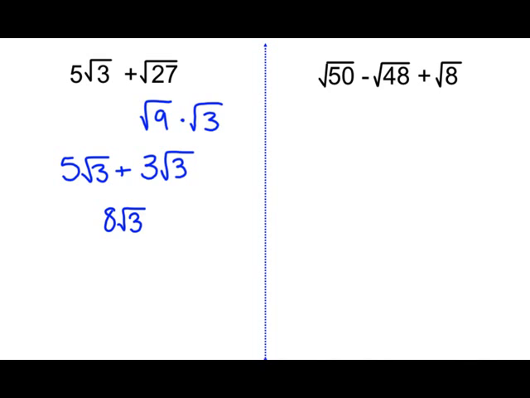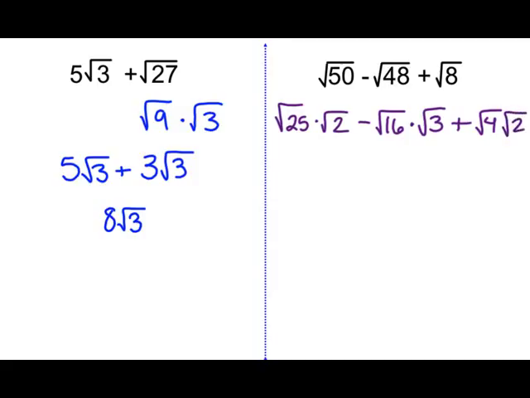Square root of 50 minus square root of 48 plus the square root of 8. None of them look the same. I know 50 is the square root of 25 times the square root of 2. I know the largest perfect square that goes into 48 is 16, so 16 times 3. And I know the largest perfect square that goes into 8 is 4, so square root of 4 times the square root of 2. Square root of 25 is 5, so this ends up being 5 square roots of 2 minus square root of 16 is 4, so 4 square roots of 3 plus square root of 4 is 2, so 2 square roots of 2.